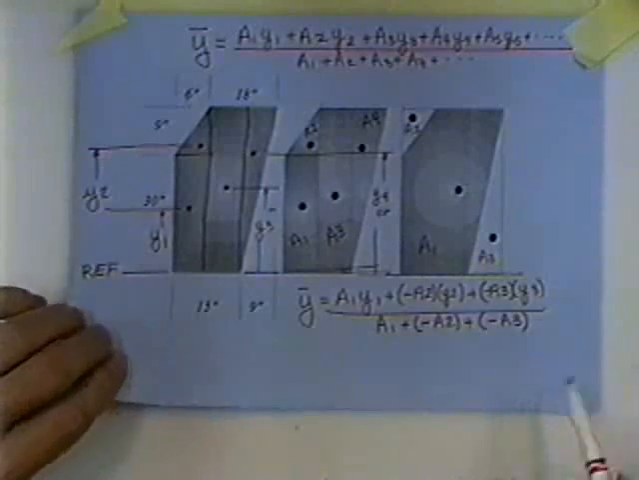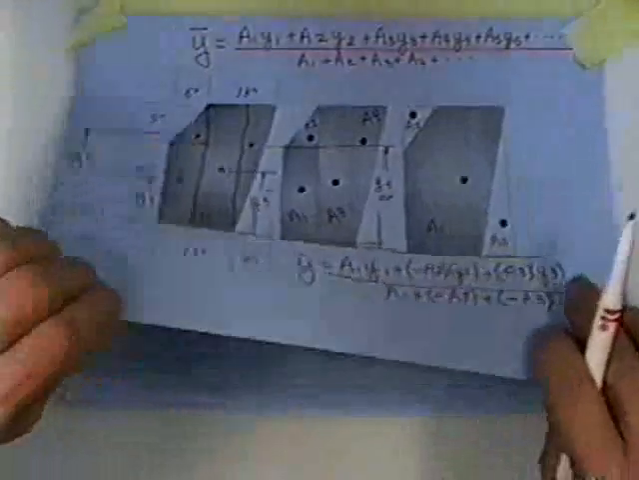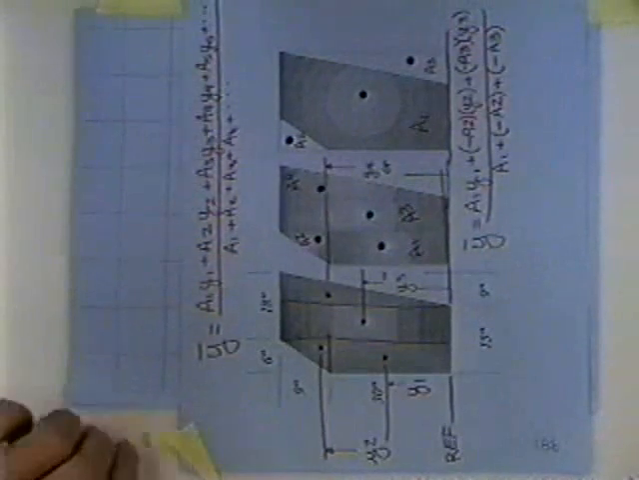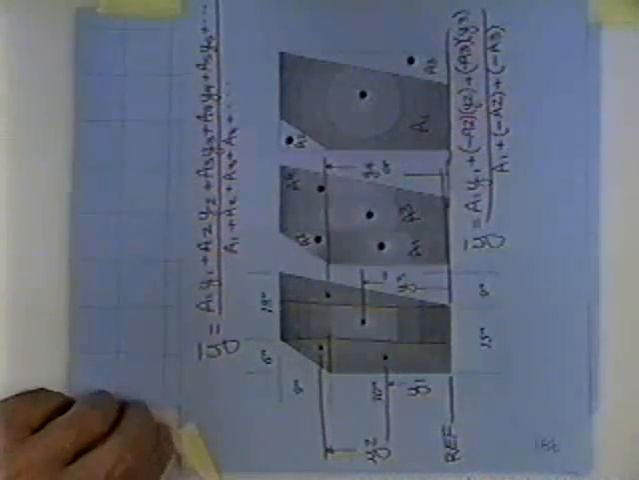X bar, the horizontal distance, will be exactly the same. The only thing you do is you lay your paper like that, and you go up and down again. All right.